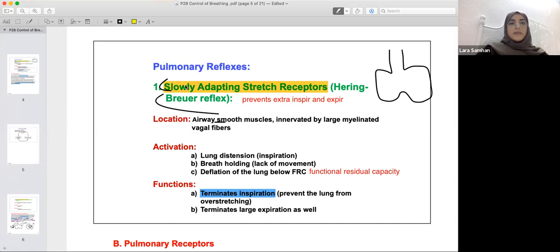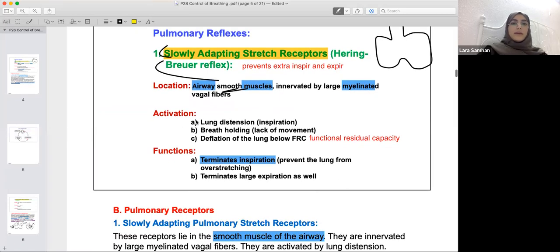So where are those slow adapting receptors available? They are available in the muscles. Which muscle? The smooth muscle. Smooth muscle of what? Of the airway. Since we're talking about the lungs, it's going to be available in the airway, and they'll be innervated by nerves. Some of the nerves are going to be myelinated, and some of them are going to be unmyelinated or non-myelinated. But this is not really our focus, as long as we know that those slowly adapting receptors are basically available in the lungs, in the smooth muscle of the lung.